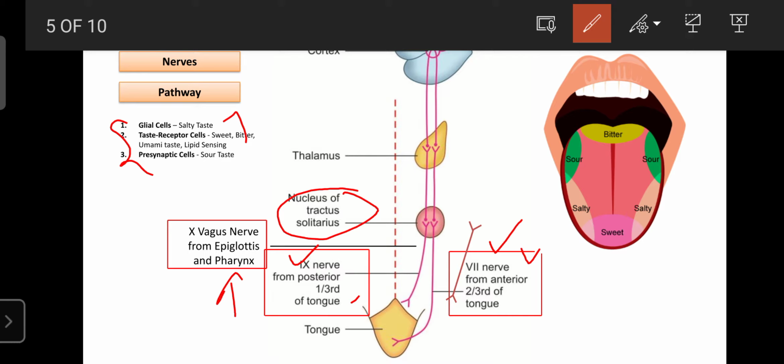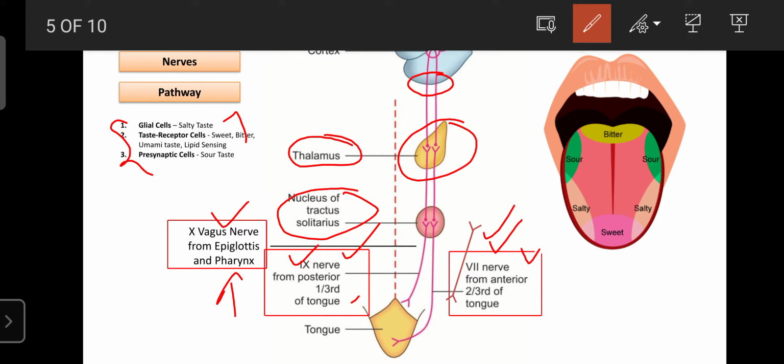Further, that was sent to the thalamus, and the thalamus is the relay station, so whatever impulses came from the pons and medulla with the help of the seventh cranial nerve as well as the ninth and tenth cranial nerves, that was relayed towards the cortex. The cortex consists of the taste centers. So then the taste was detected.